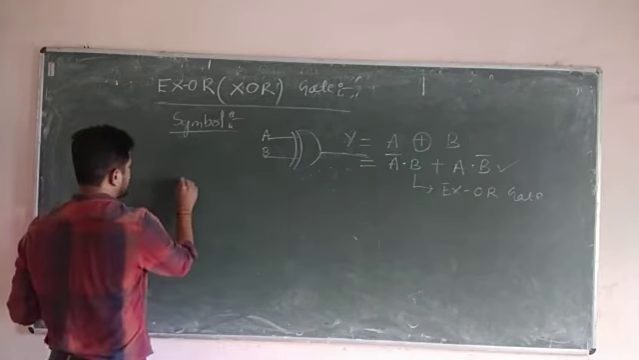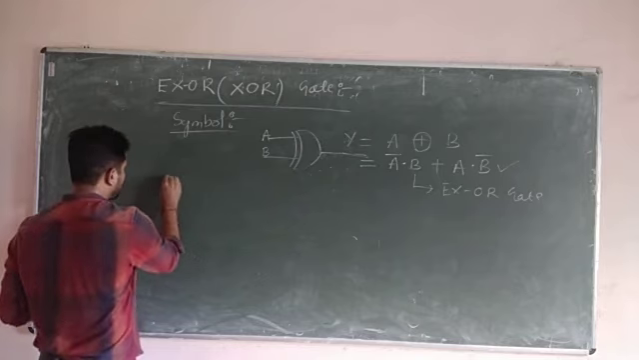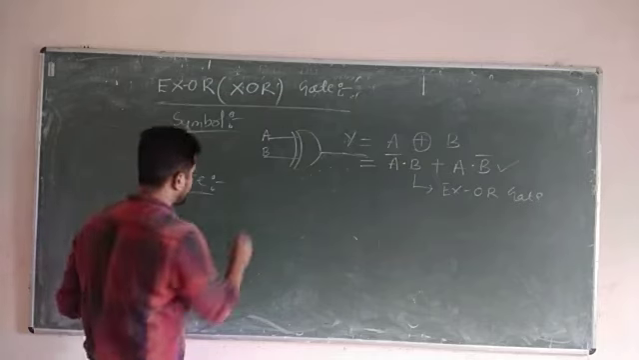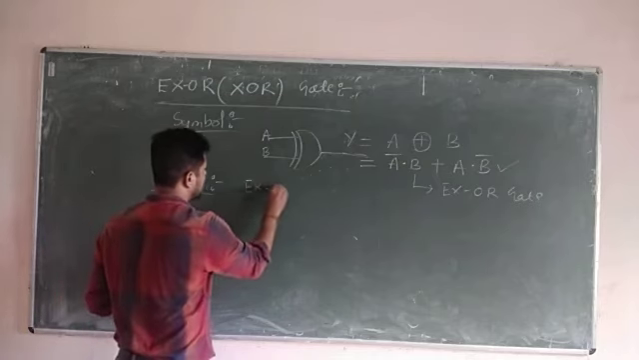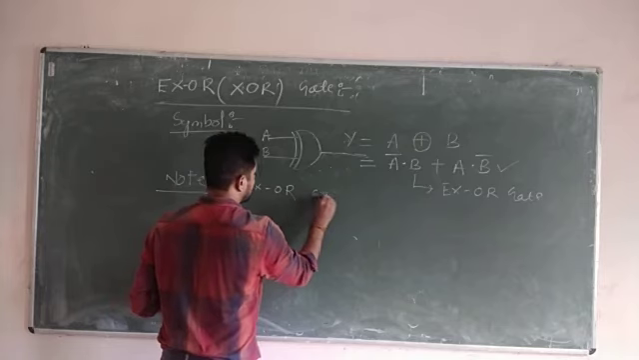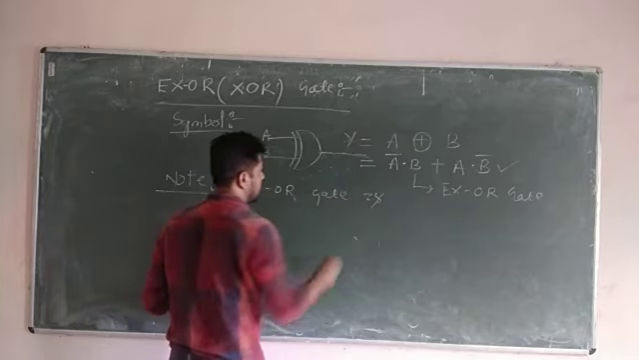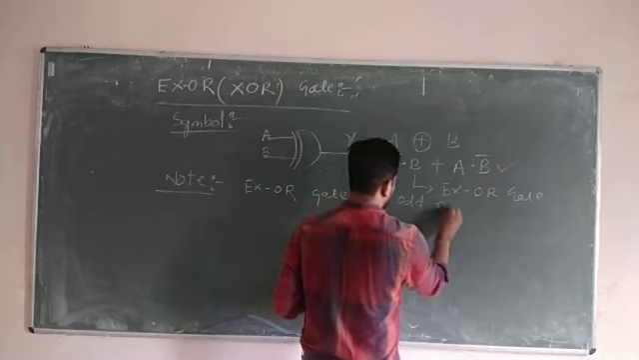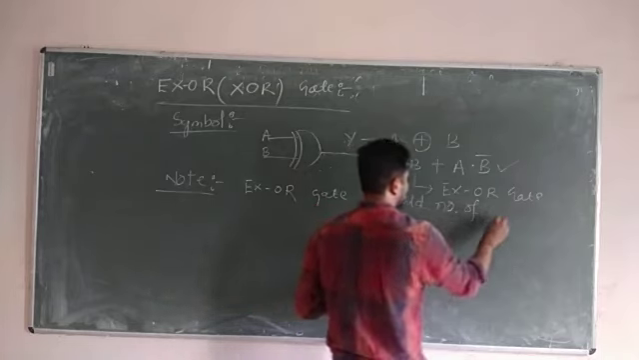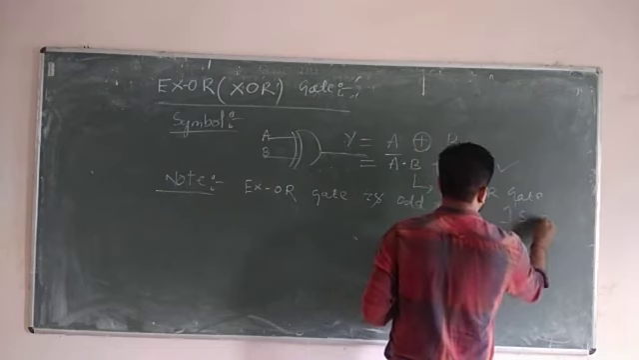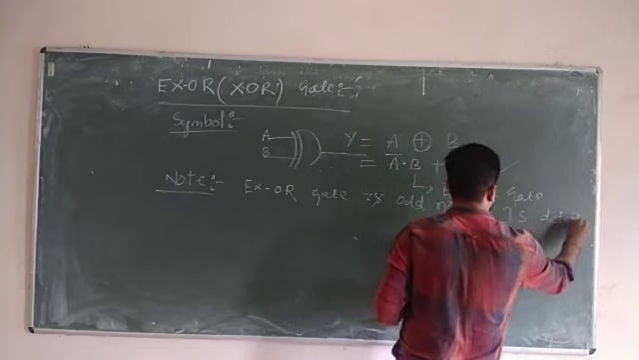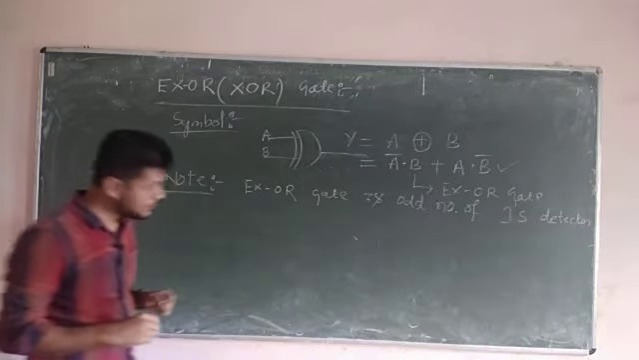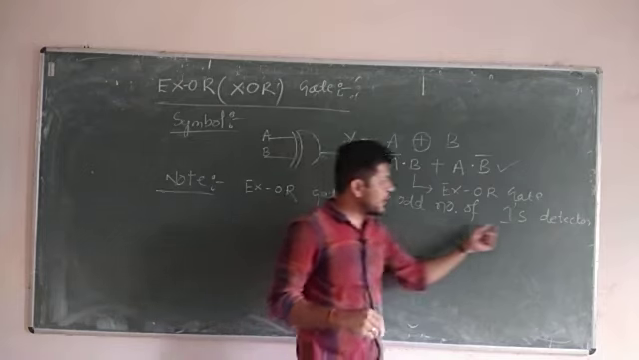So here I am writing one note. This XOR gate is an odd number of 1s detector. Odd number of 1s detector. What does it mean? What do you mean by odd number of 1s detector?